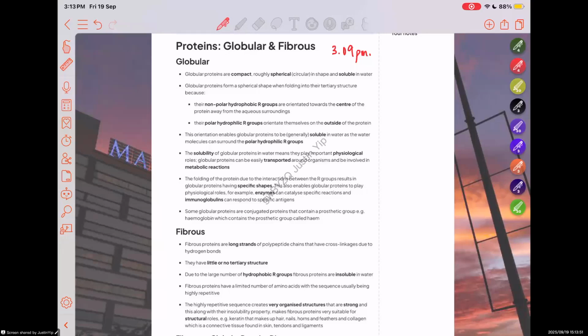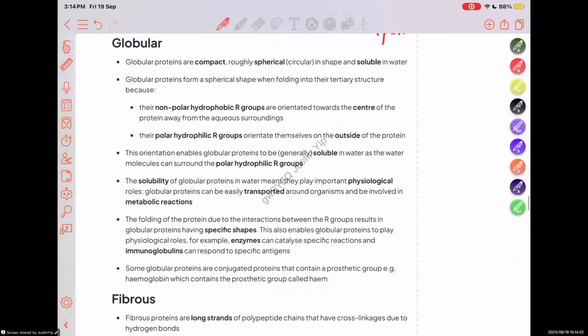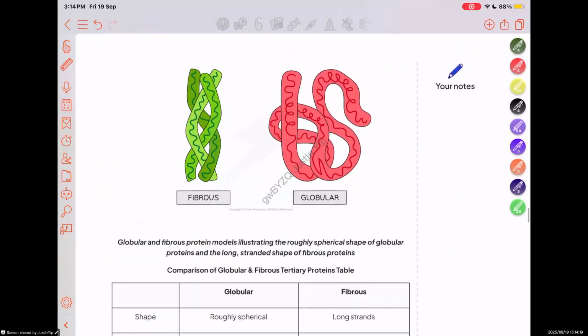Okay, so here we've got globular protein and we've also got fibrous protein. Globular proteins are compact and roughly spherical in shape, and they are soluble in water. Globular means a pear shape, like a roughly spherical shape. And there is also fibrous protein surrounding here.